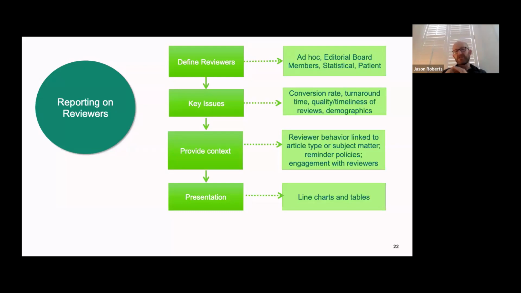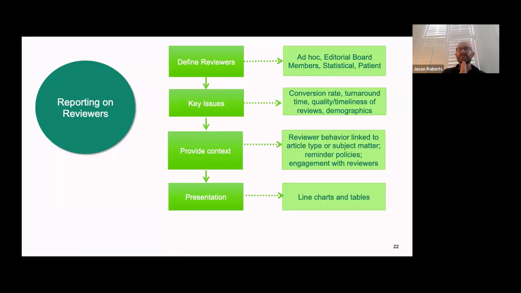Key issues to think about when reporting with reviewers are things like the conversion rate. That's the percentage of invitations to review into agreements to review. A variant of that is the percentage of invitations to review that actually lead to a review. You want to report on turnaround time. Maybe you can report on quality and timeliness, depending on how your system records that or how you record that internally. Another thing that I think we can increasingly look at are reviewer demographics. And a number of journals now are collecting demographic information in a much more enriched way. At the very basic level, you can certainly report on the geography of reviewers, and I think that's important.